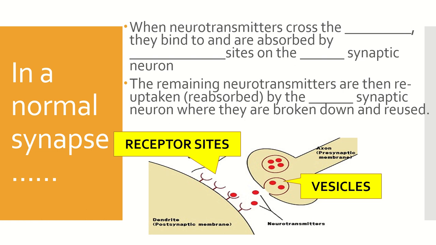Okay. So let's go through the right answers then. We'll see if you've been paying attention, see if we've got these right. So when neurotransmitters cross the synapse or the cleft, they bind to and are absorbed by receptor sites on the postsynaptic neuron. The remaining neurotransmitters are then reabsorbed or go through reuptake by the presynaptic neuron, where they are broken down and reused. So hopefully you are able to fill in those quick 4 spaces for me now, okay?